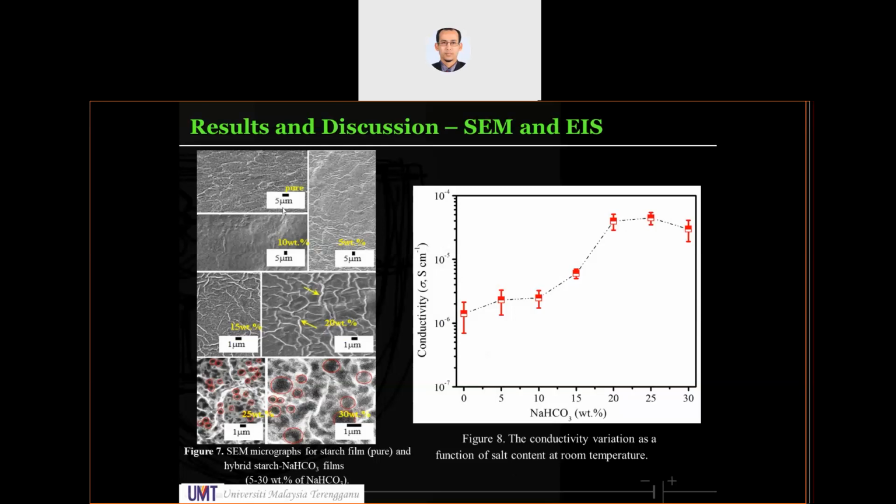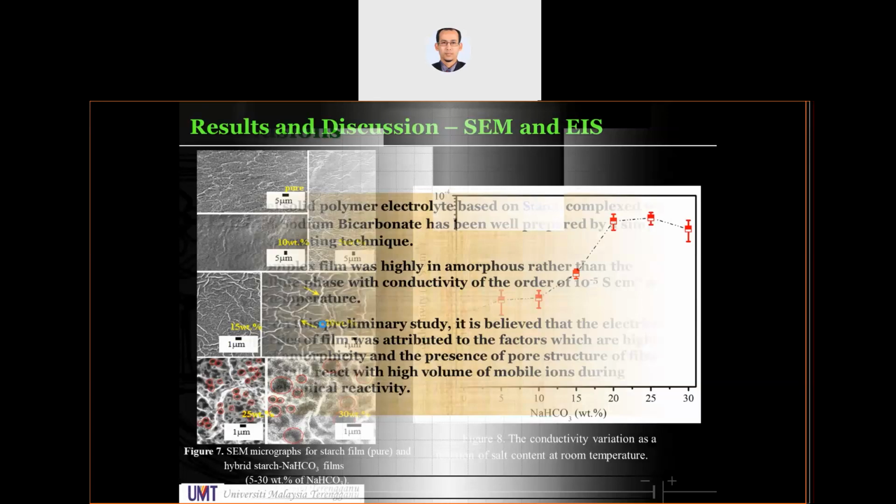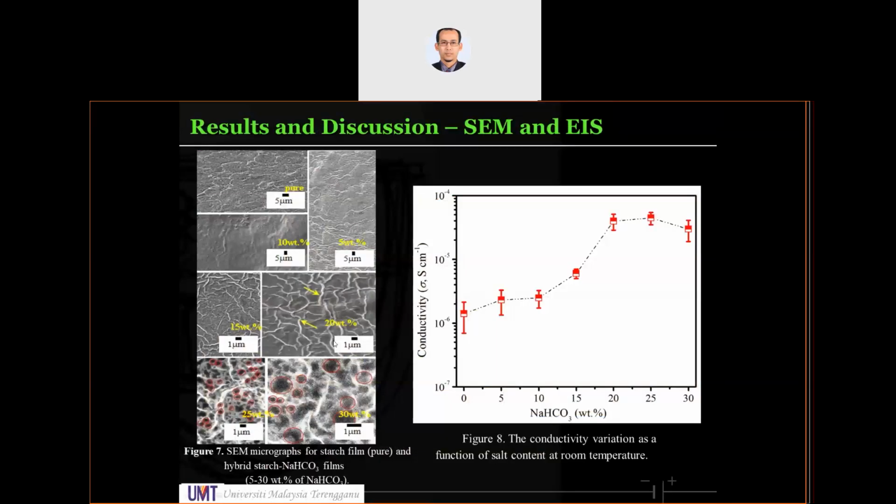Okay, with the addition of 10%, a new texture appears with small ringlets on the surface in a small quantity. And when we add 15 to 20% of salt, we found that the surface was significantly modified with small and large wrinkles, as shown by the yellow arrow over here.